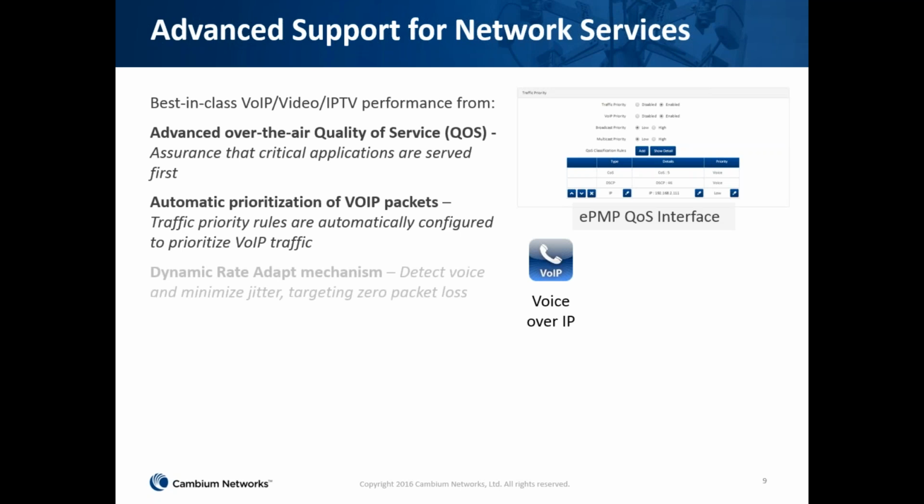Another thing that we implement is, I talked about the rate adaptation. It also functions specifically differently for voice traffic to minimize jitter and try and target 0 packet loss. So video surveillance, when we talk about what you can use ePMP for, even as a wireless service provider, don't necessarily just think it's only for residential internet access. We've got a lot of CCTV video surveillance deployments.